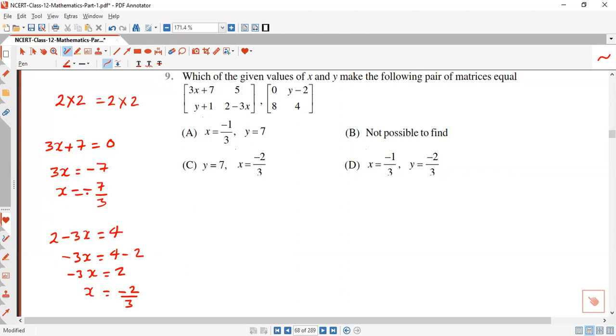You see, we are getting two values of x. It's not possible. X can take only one value. X cannot simultaneously take two values, minus 7 by 3 and minus 2 by 3. The corresponding elements are not the same, so it is not possible to find such x, because the values of x are different.